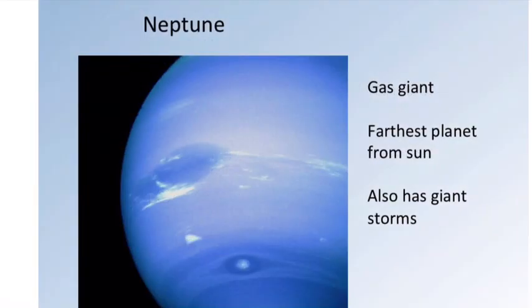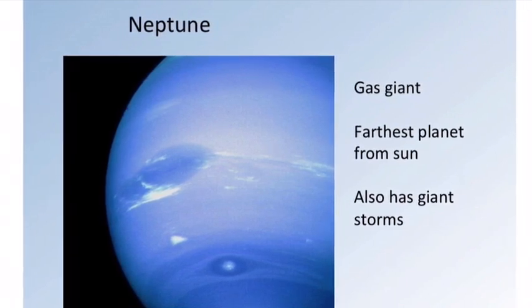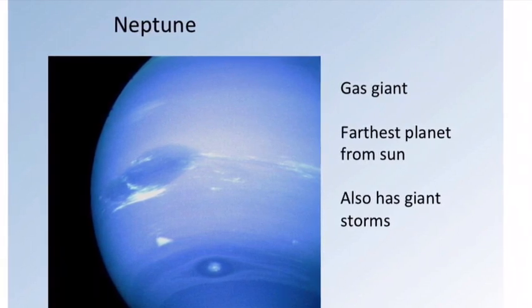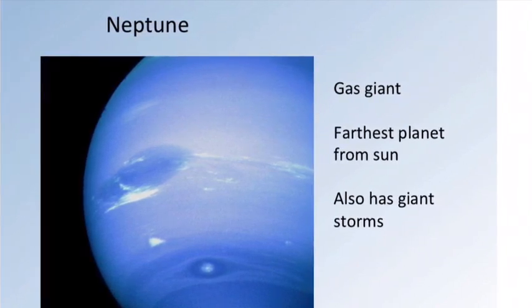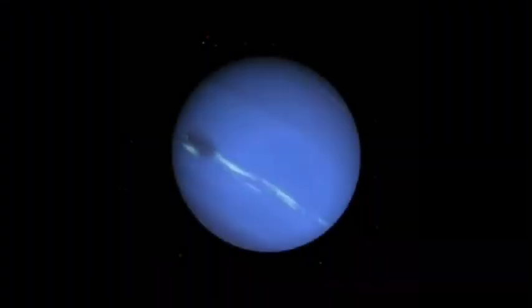Neptune is named after the Roman god of the sea. It's the eighth planet in the solar system. It's the farthest planet from the Sun in the solar system. It has 13 moons. In the same year that Neptune was first seen, 1846, the first moon was also spotted and named Triton.